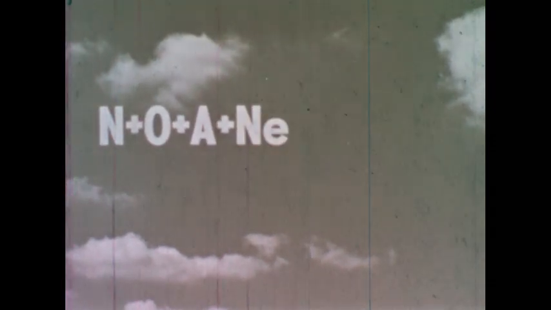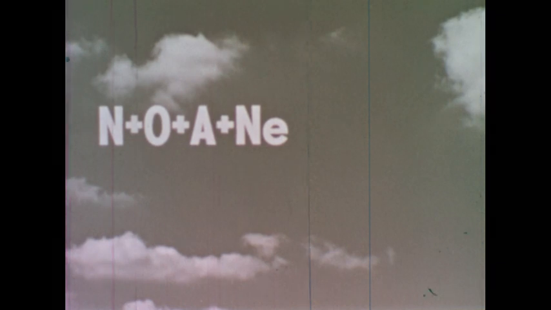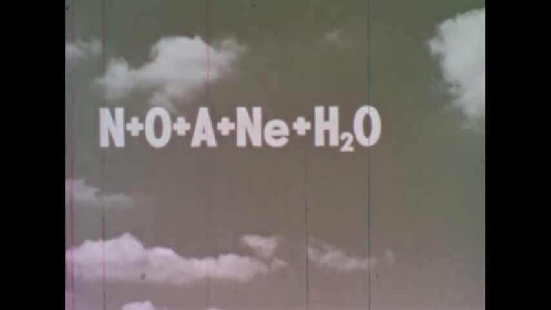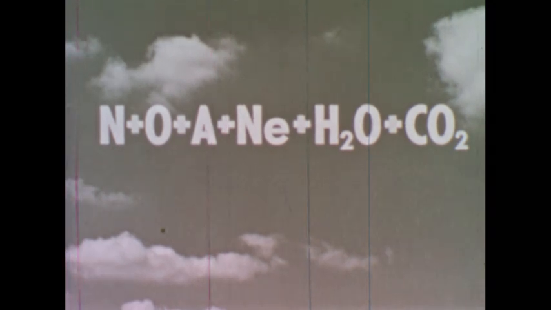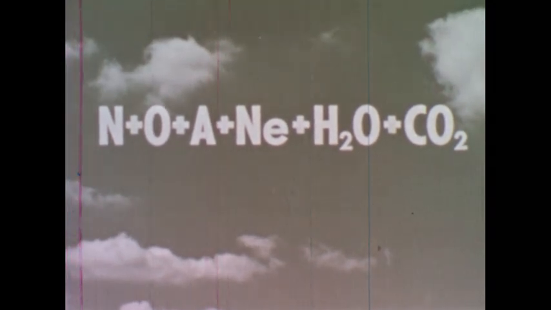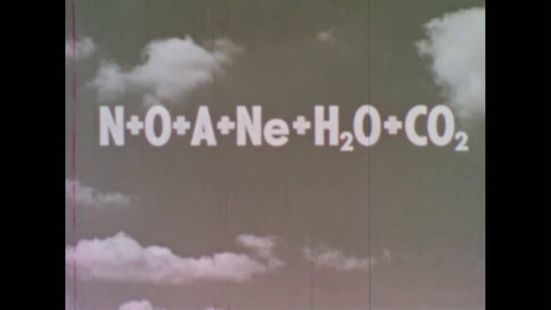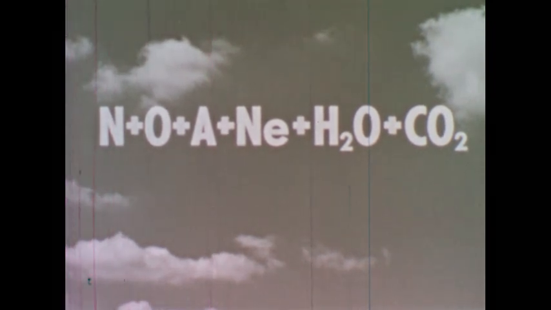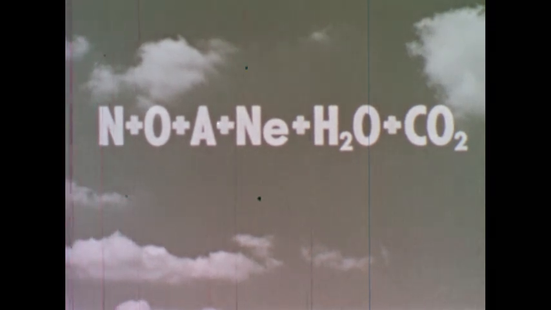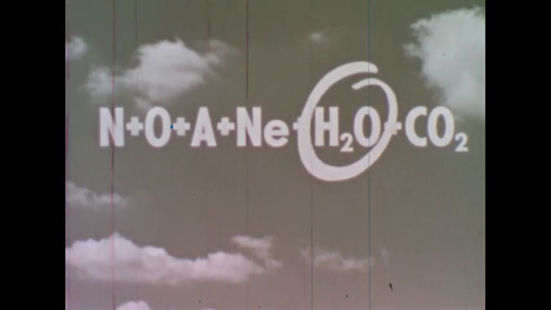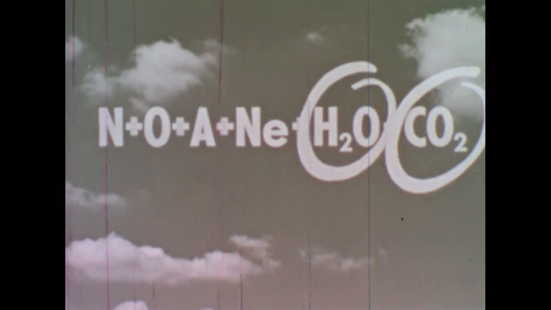Air is the most common mixture. It contains a number of elements like nitrogen, oxygen, argon, and neon, plus compounds like water vapor and the gas carbon dioxide, to say nothing of dust, smoke, and other impurities. Notice the plus signs? This is how the chemist indicates a mixture, as distinguished from compounds, in which the symbols for the atoms are written together.